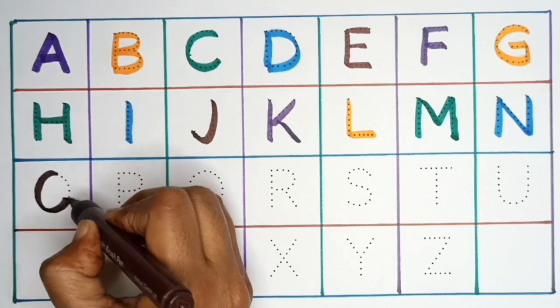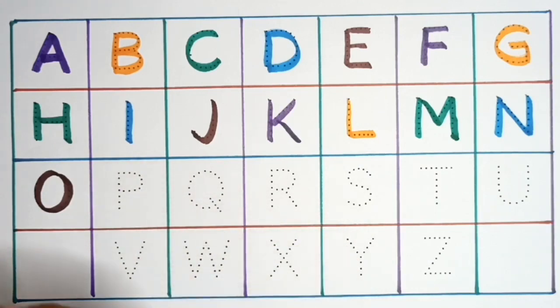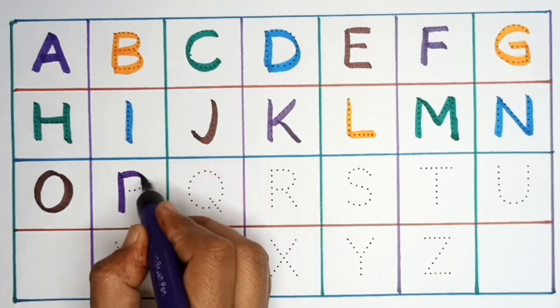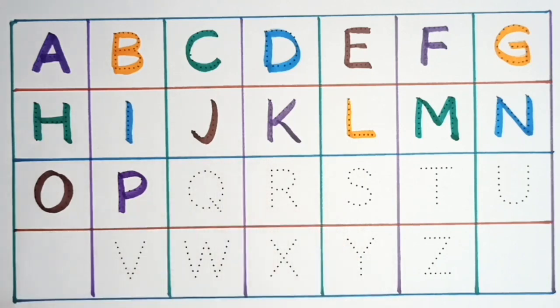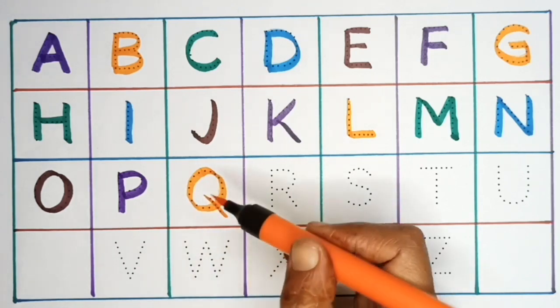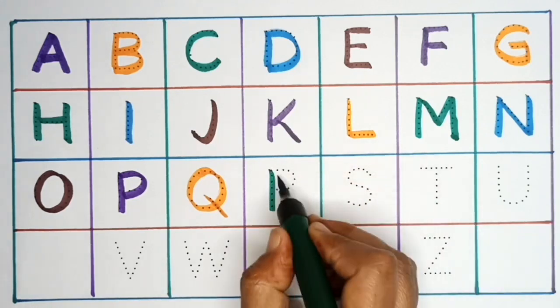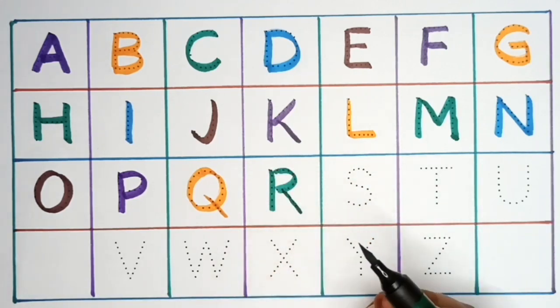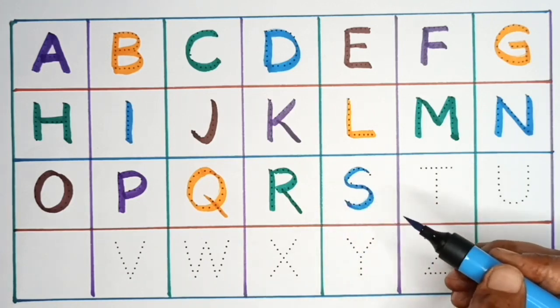O, O for orange. Brown color. P, P for parrot. Violet color. Q, Q for queen. Orange color. R, R for rabbit. Green color. S, S for sheep. Blue color.